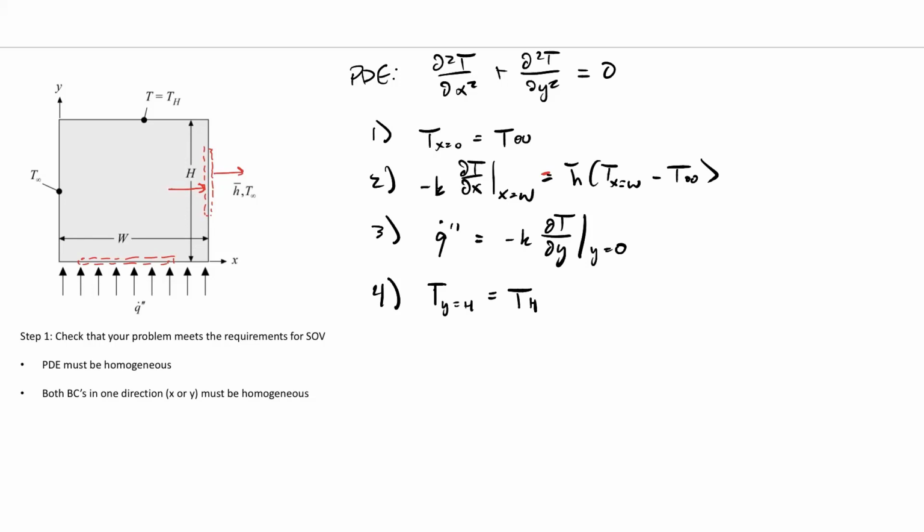Let's find a way to get this to be a homogeneous problem. So what's one thing that we could do? Well, we could define a new variable, and let's call that variable theta. Let's make that variable something convenient so that what comes on the right-hand side of some of these boundary conditions ends up being 0. So we could say that theta is equal to the temperature T minus T infinity. We're still saying that theta is a function of X and Y because T is a function of X and Y. But it's relative to this T infinity, which is a constant.